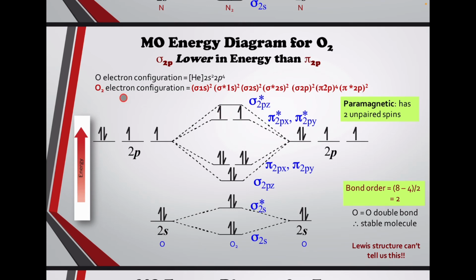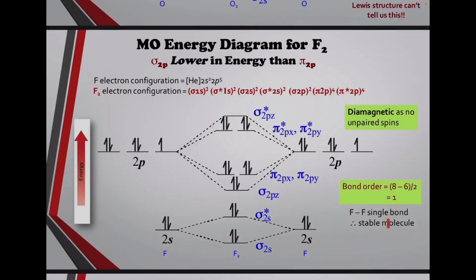So for the O2 electron configuration: sigma 1s2, sigma antibonding 1s2, sigma 2s2, sigma antibonding 2s2, sigma 2p2 here, pi 2p4, and pi antibonding 2p2.